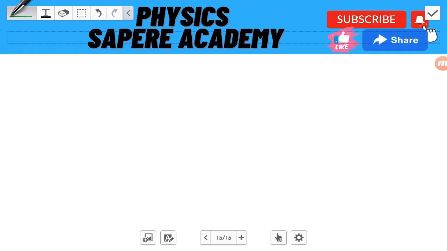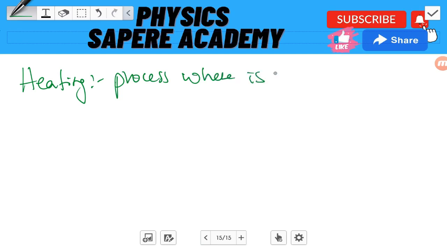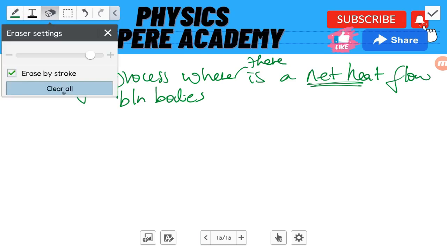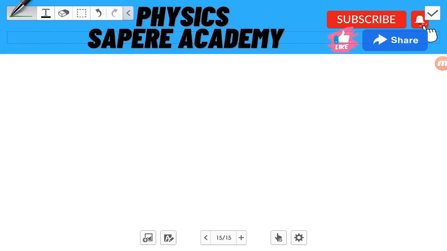So when there is a net thermal energy transfer between objects, this process is what we call heating. So heating is simply the process where there is a net heat flow between bodies. Now I said net heat flow. This our definition of thermal contact is going to help us in defining thermal equilibrium.